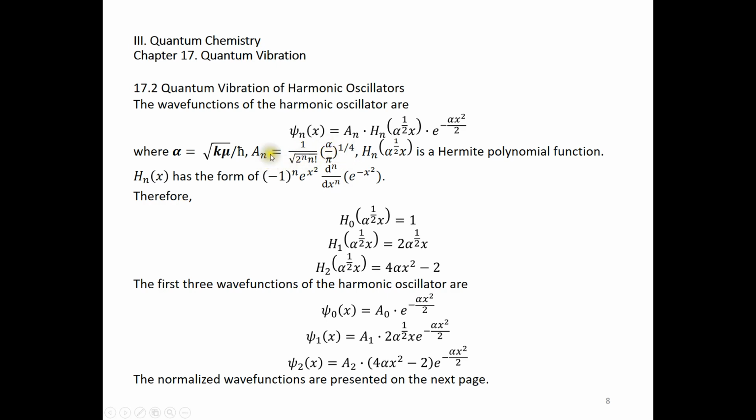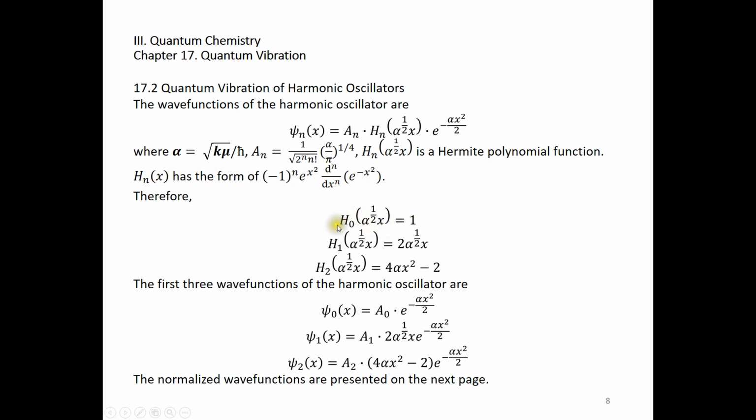We can prove A sub n is equal to this, but it's extremely tedious. To prove this, we just make sure that the integral of the squared modulus of psi is 100% over the entire space. H sub n is the nth order Hermite polynomial function, so we have the form of a Hermite function like this.